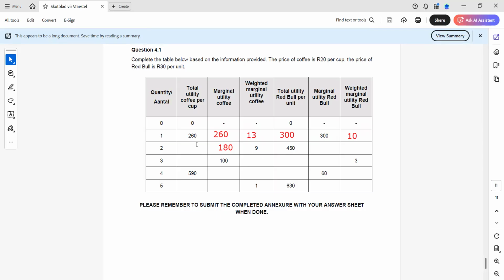And then to get your total utility, you know that to get total utility, you say this minus this, right? This one, which is here, minus 260, you get what?